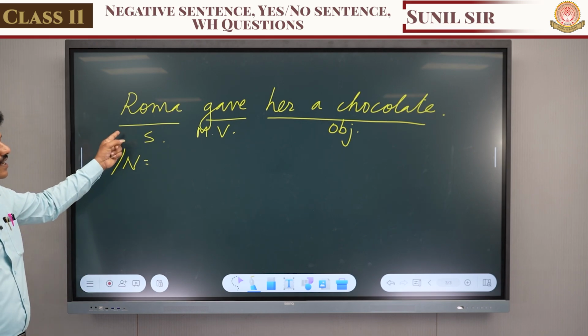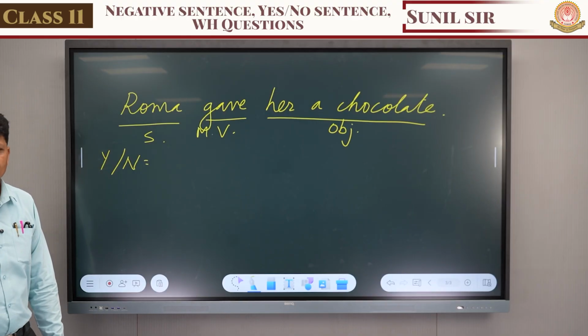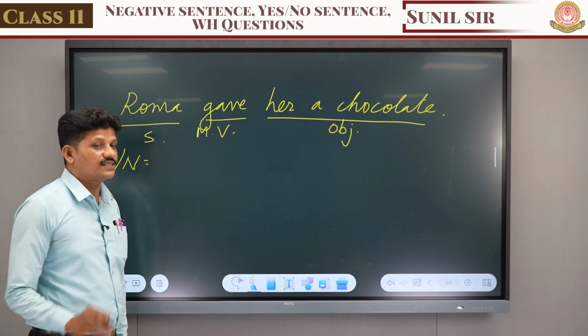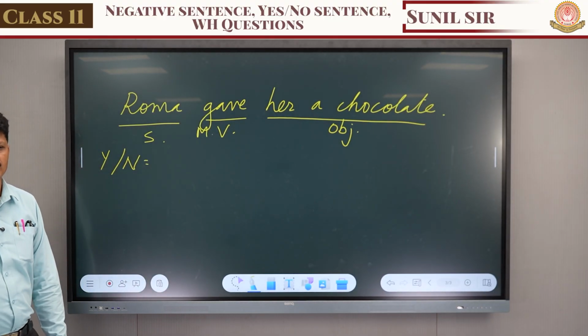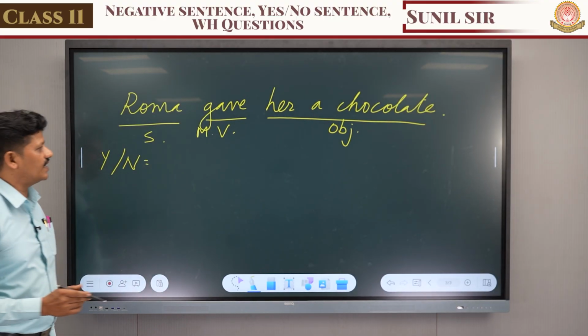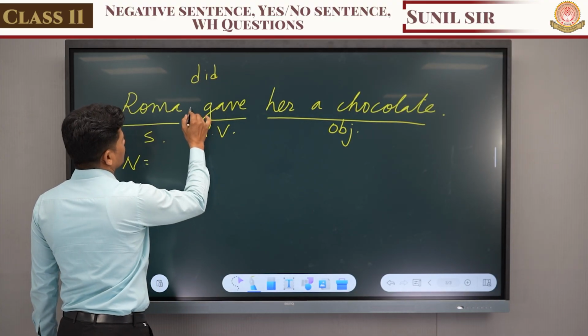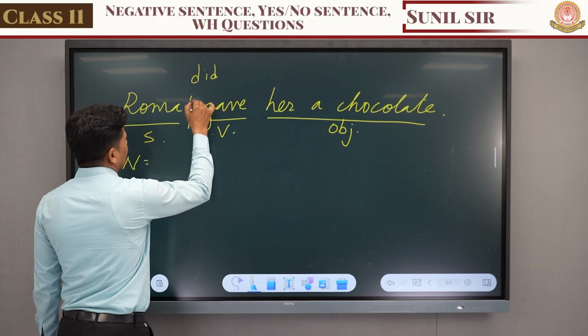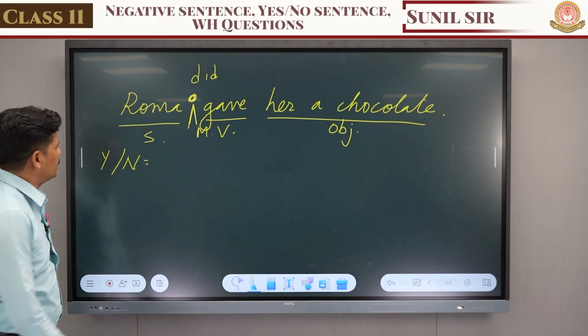So first we will identify the tense of the sentence. Roma gave her a chocolate. Which tense is this? This is simple past tense. And simple past tense has a helping verb, but we cannot see it, that is did. It comes soon after the subject, so it is here somewhere. Roma did. So the helping verb is did.